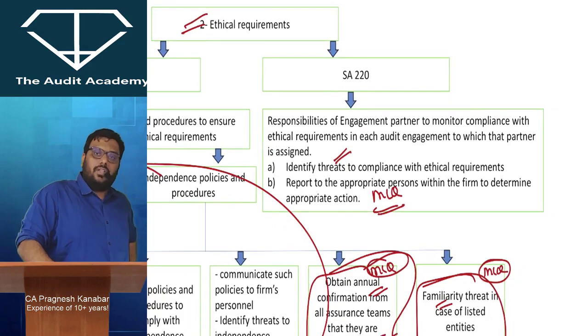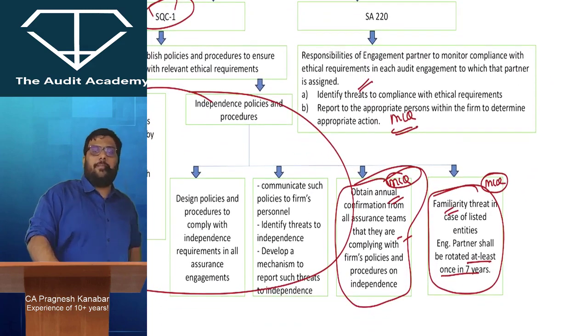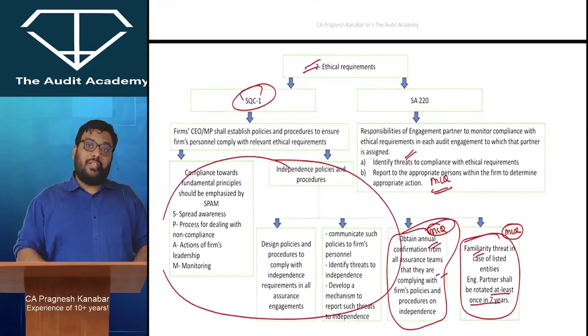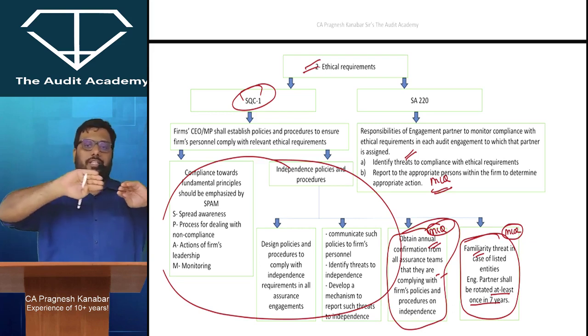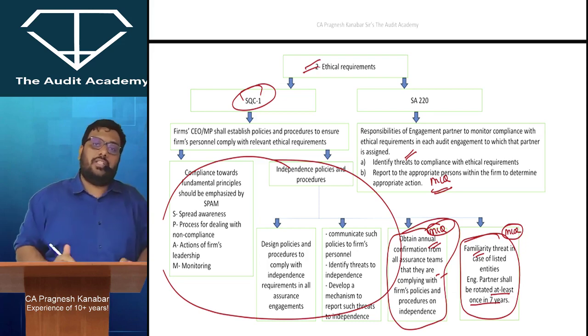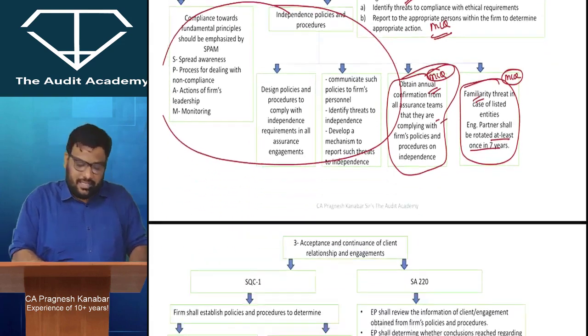Please remember this for MCQ, that the engagement partner himself is not authorized to take actions. The engagement partner shall report to the appropriate persons within the firm, and then the firm and the partner shall decide appropriate action. I hope I am clear with this. I hope you are understanding how content is different when it comes to SQC 1 and SA 220. So SA 220 is dependent upon SQC 1. So you should first always study SQC 1 and then side by side study SA 220.